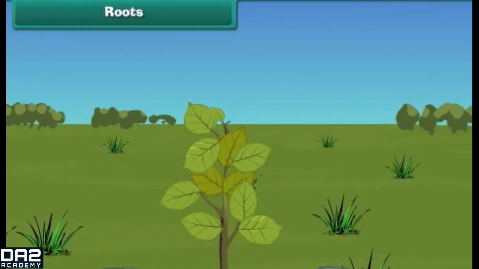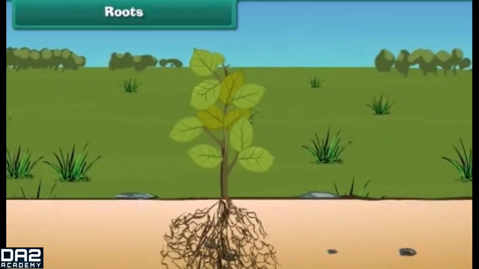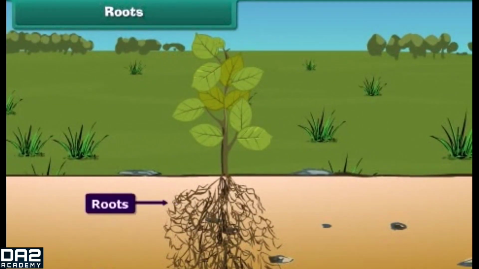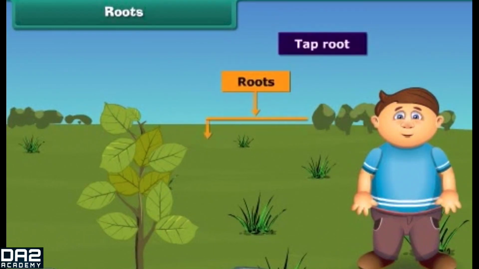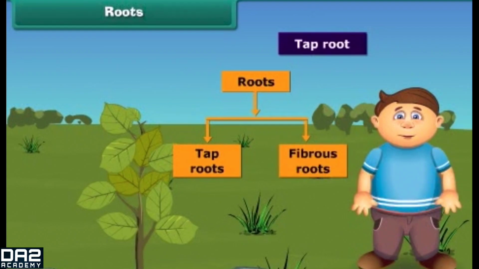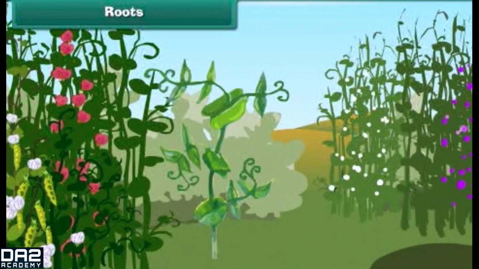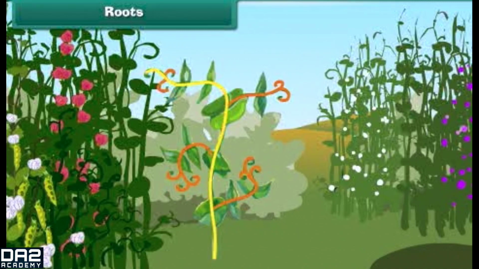Now, let's know the parts of the plant in detail. Let's start with the root. The root is the non-green part of the plant which grows under the ground. Do you know that there are mainly two types of roots: tap roots and fibrous roots? But what are they? In a tap root, there is a main thick root that grows deeper in the soil. Several weak and thinner roots grow out from this main root.